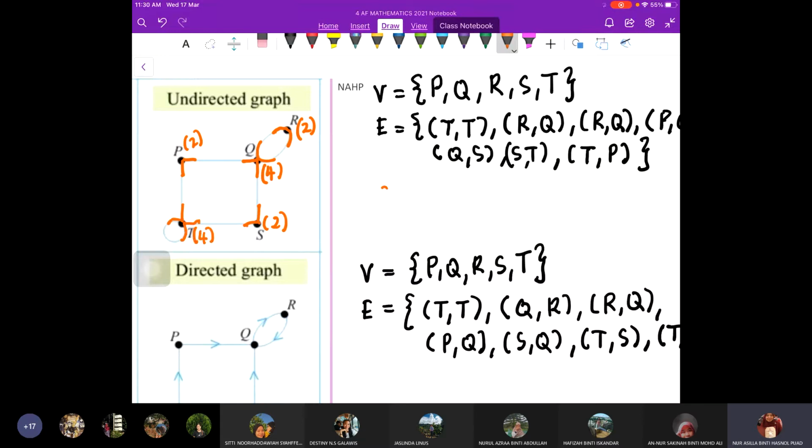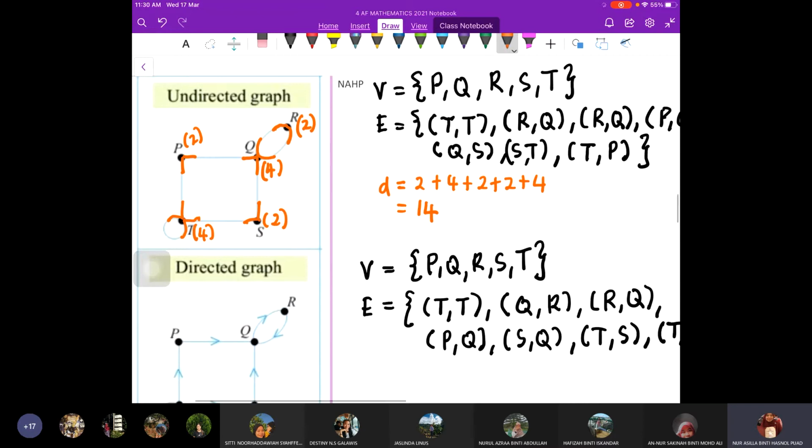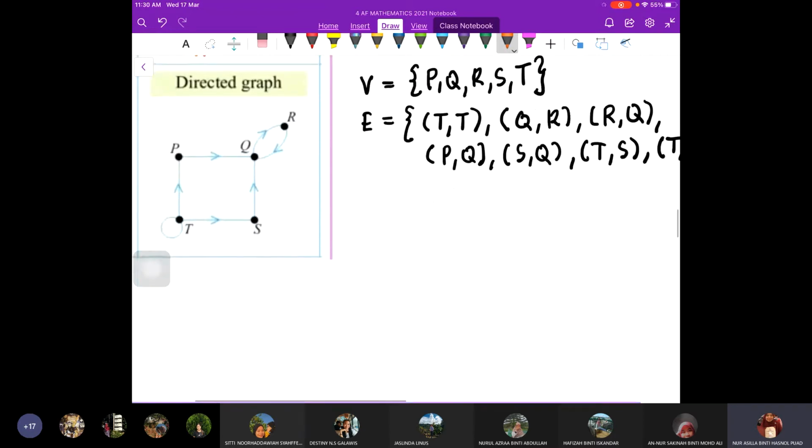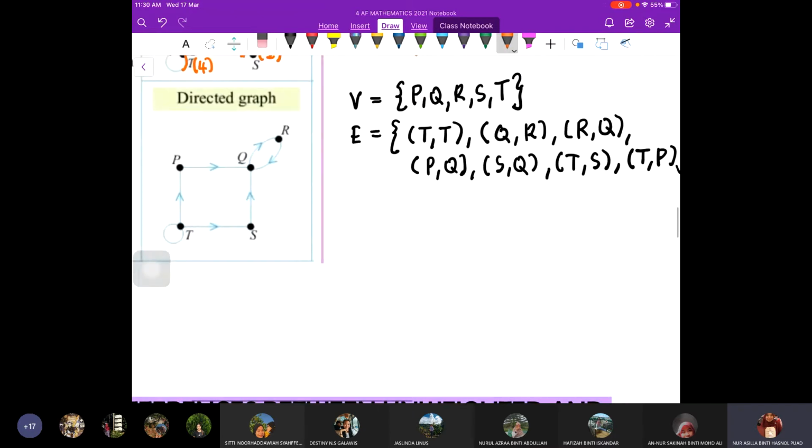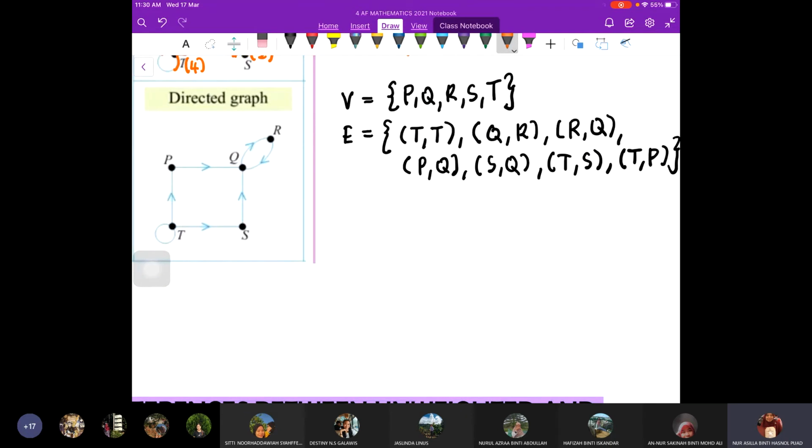So the degrees for this undirected graph: 2 plus 4 plus 2 plus 2 plus 4. You will get 14. Okay. Alright. So here you will do it again, in and out. Okay, we do the one without multiple edges and loops.